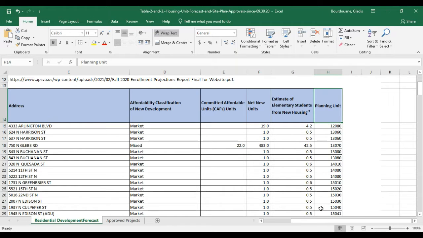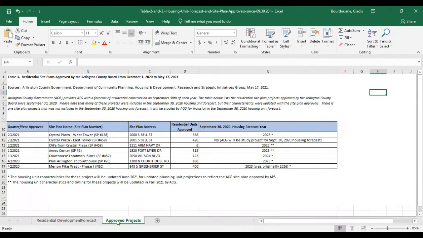One thing to note though is if you go to the next tab, so this is the second tab, or table 3. Arlington County is a very desirable place to live, and as such, developers and others are always looking to build new housing. And so the Arlington County government, almost on a monthly basis, will be considering projects for approval for X number of units.